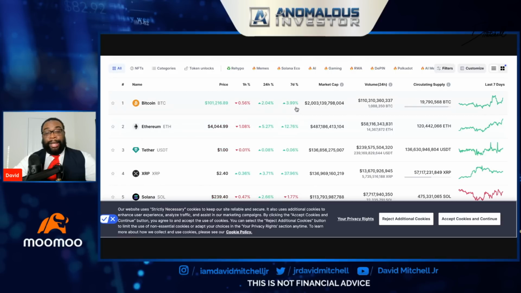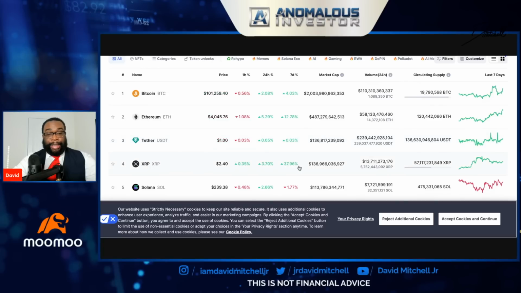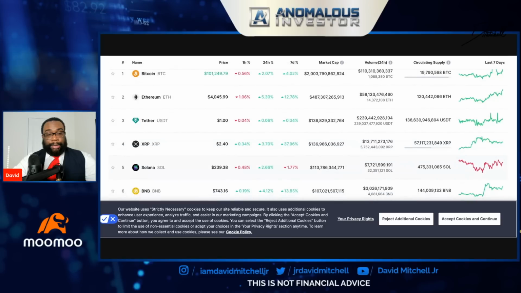Ethereum and Bitcoin, you're typically going to see that run up. Ethereum is a bit of a lagger here when it comes to Bitcoin's momentum, but it typically traces really well. So we're seeing that movement in Ethereum happen right now. XRP is doing phenomenal. Again, 37.96% on the 7-day, 3.70% on the 24-hour, coming in at number 4. Let's see. Solana, number 5, 2.69% on the 24-hour, down on the 7-day and down for the day overall.